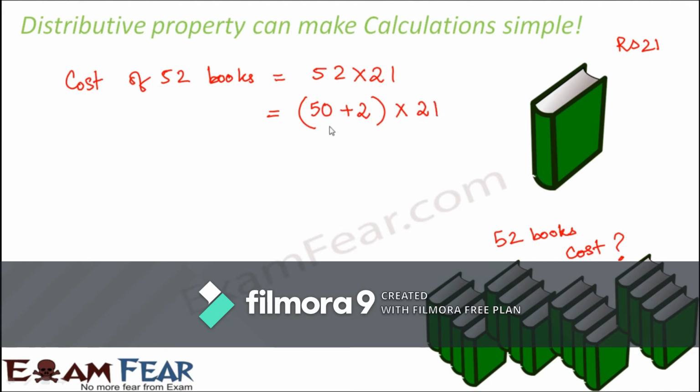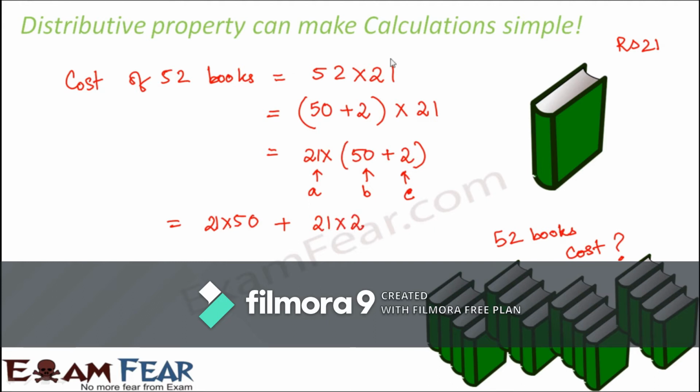So now what do you have? You have it in the format of distributive property. Remember the format of distributive property. If you write it like this, it is the same as distributive property, A into B plus C. So this can be written as 21 into 50 plus 21 into 2.